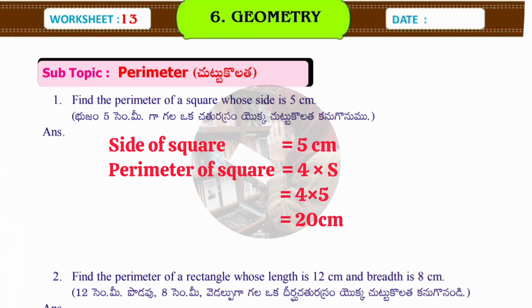The side of the square given is 5 centimeters. Then the perimeter of a square is, we know the formula, 4 into S. Okay, S means side. So 4 into 5. So the answer is 20 centimeters.